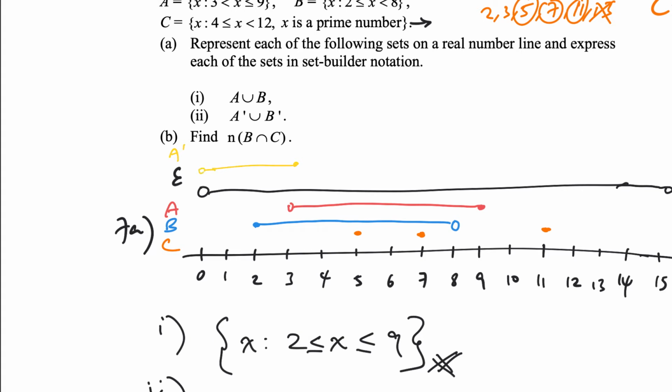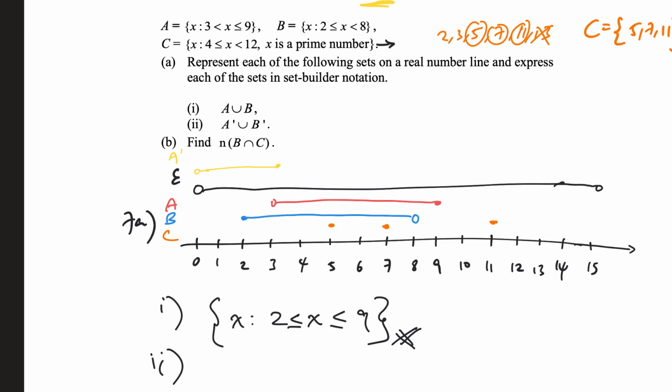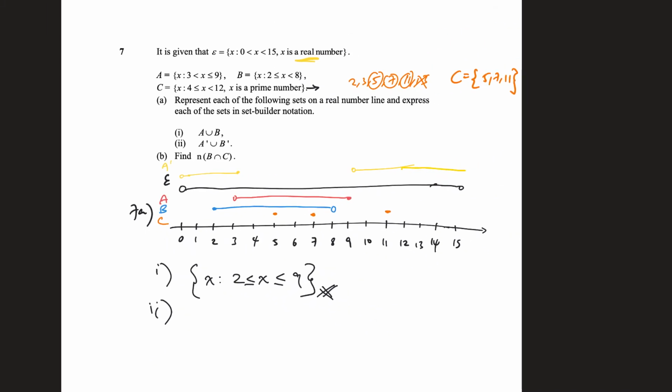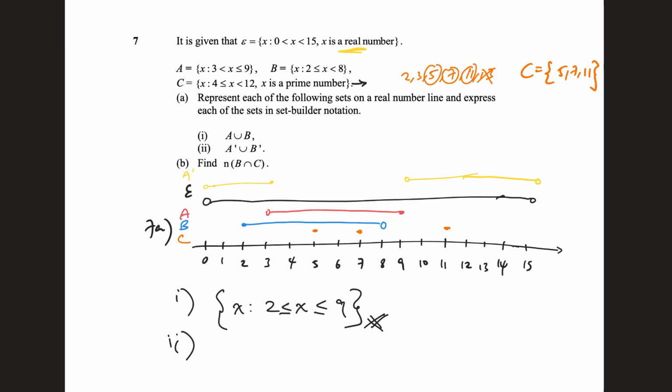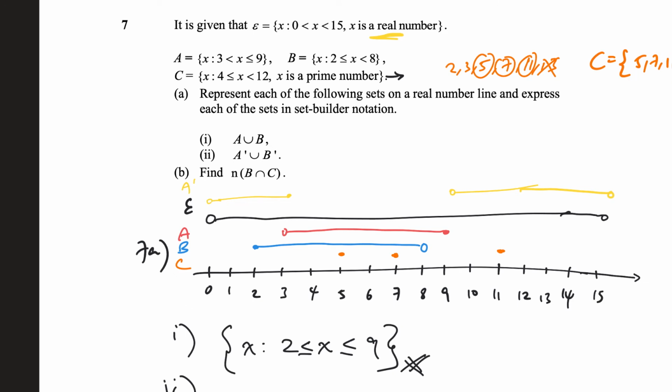So A prime. And of course, A includes 9. Look at the red one. A includes 9, so we can't include that, and everything else, we go all the way. That's A prime. And then I'm going to pull up another color. Let's use pink. And B prime, okay, so I'm really stretching for space here.